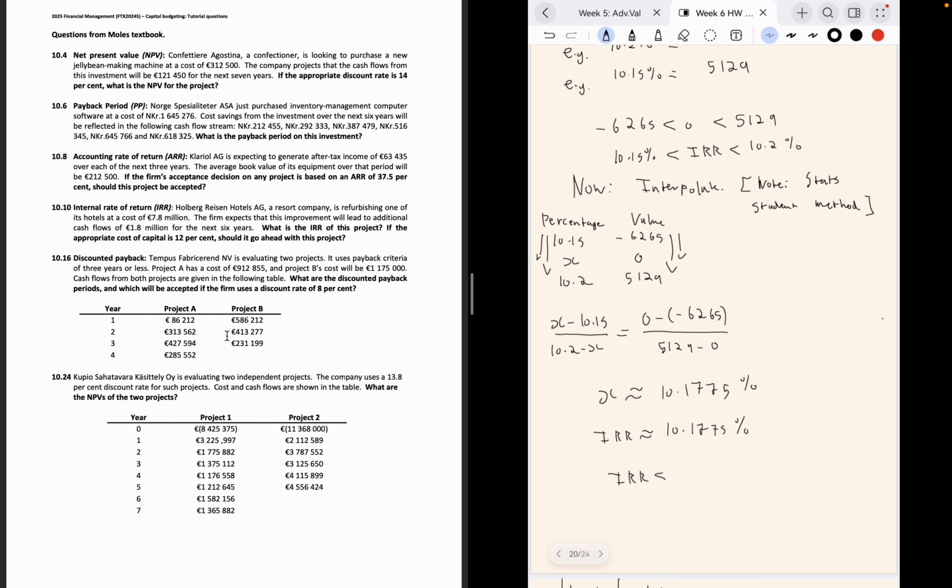So how do we interpolate? I will say X minus 10.15. And in the same breath, it'll be 0 minus negative 6,265. And then it'll be 10.2 minus X on the denominator on the left hand side, and it'll be 5,129 minus 0 on the denominator on the right hand side. If you have passed grade 12 math, you will know how to do this because it's algebra, and then you should get an internal rate of return of 10.1775%.